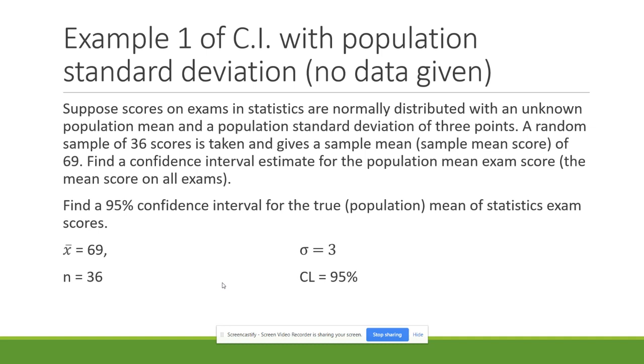I know they've done a sample of 36 scores, and from those 36 scores, they have a sample mean of 69. They want to find a confidence interval to say, okay, the scores are going to range from a lower bound to an upper bound, and it's 95%. As you see below, I've put in that the sample mean is 69, population standard deviation is 3, sample size is 36, and the confidence level is 95%.